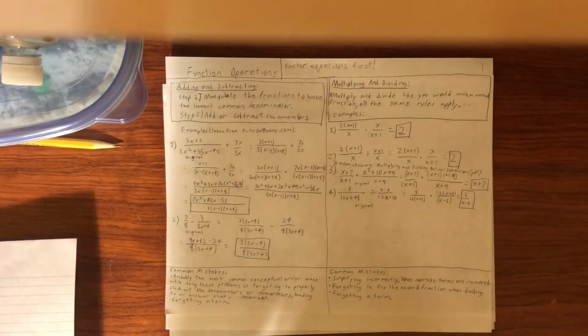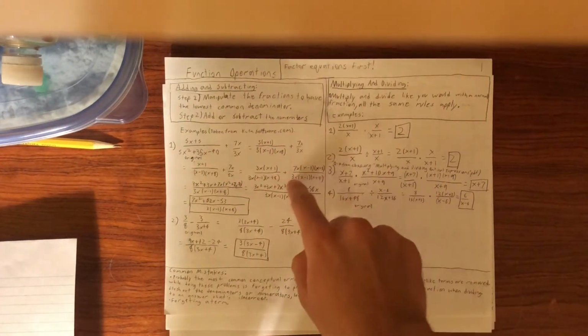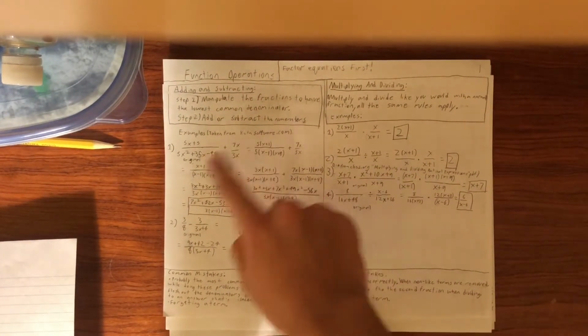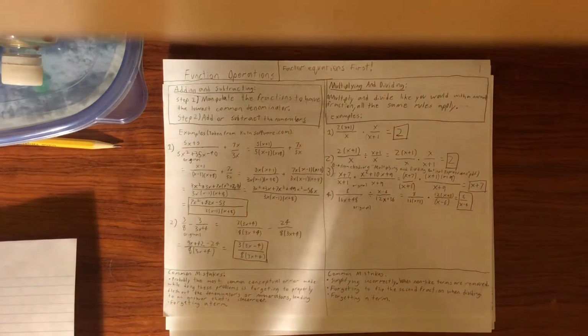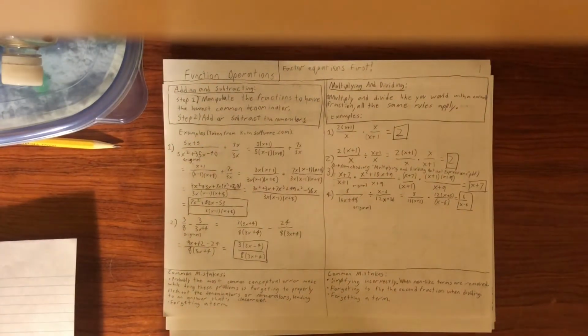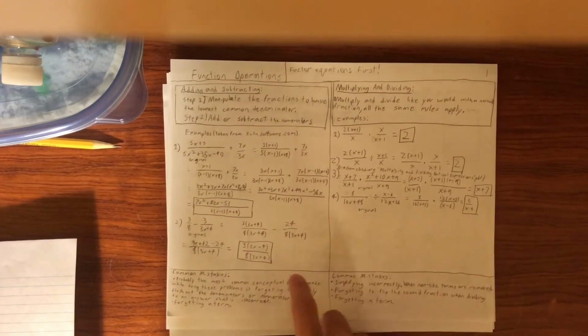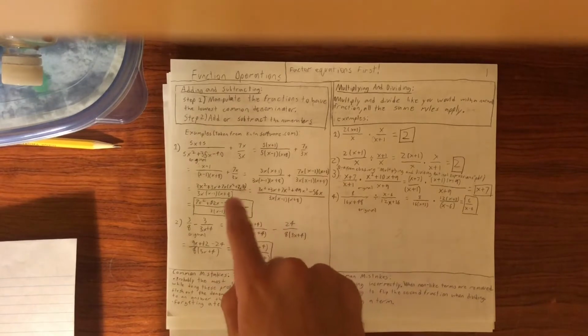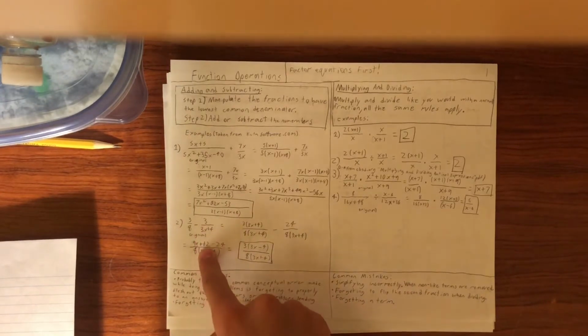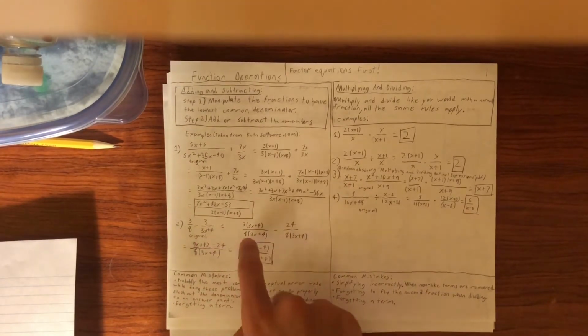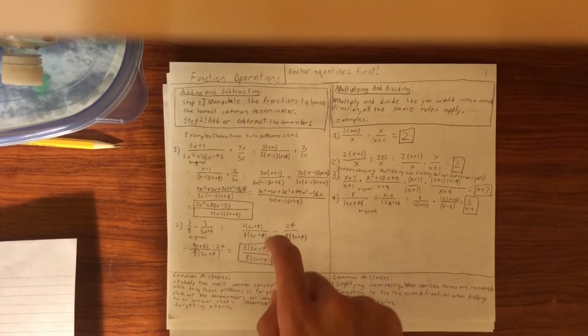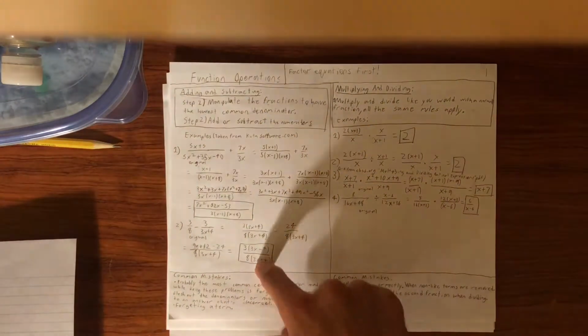Step 1, manipulate the fractions to have the lowest common denominator, which in this example, I did here, these couple steps. Step 2 would be to add or subtract the numerators, which I did, and then simplified. Subtraction is the exact same. I added them up here, found the common denominator here, added them up, got the answer here.